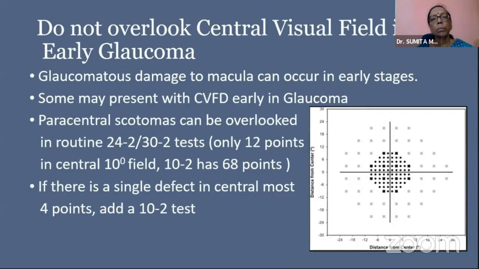But the 10-2 field has 68 points in that area, and you can mark that it is very closely spaced, with only 2 degree point spacing. So we can detect the glaucomatous defect early. If there is a single defect in the centralmost 4 points, we have to add a 10-2 so that we will not miss the early paracentral scotoma.